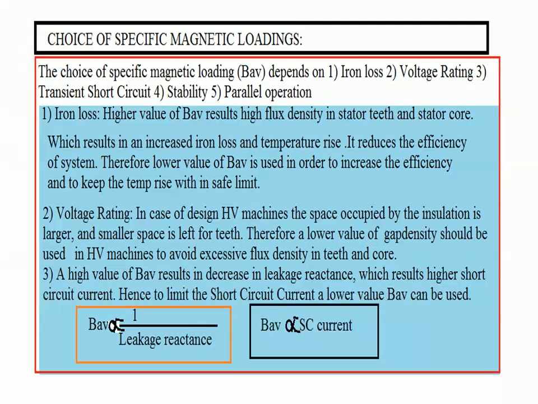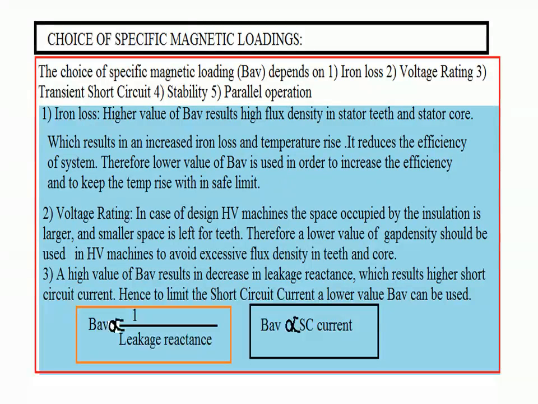The choice of specific magnetic loading depends on number 1 iron loss, number 2 voltage rating, number 3 transient short circuit, number 4 stability, number 5 parallel operation. First you write, you may get 2 marks. After that, discuss a few lines. Again, number 1, iron loss.